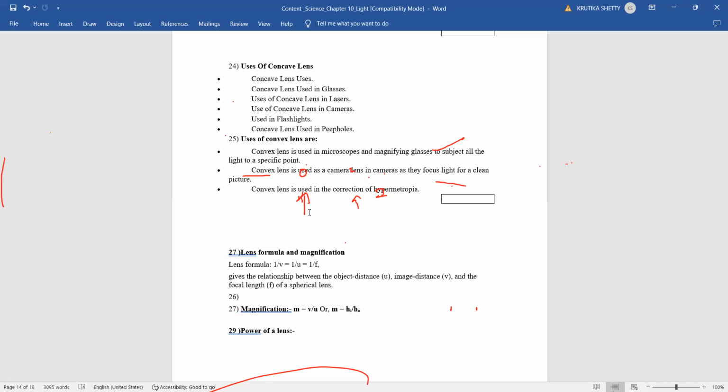For your homework, practice all those ray diagrams once again, and try to solve the exercise part. If any difficulties are there, in the next class you can ask from the exercise.